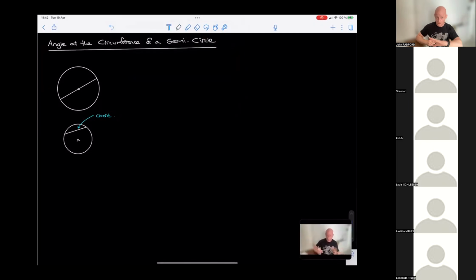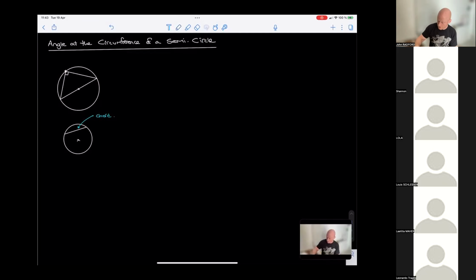I'm not going to dwell on that, just throwing it out there. Now, if I have a diameter, then it creates two semicircles. Hopefully you are all comfortable with that. It means half a circle. And the idea is if I place a point on the circumference of a semicircle, then the angle created at the circumference by that point will always be a right angle. Always, which I think is pretty cool. So this will always be a right angle.